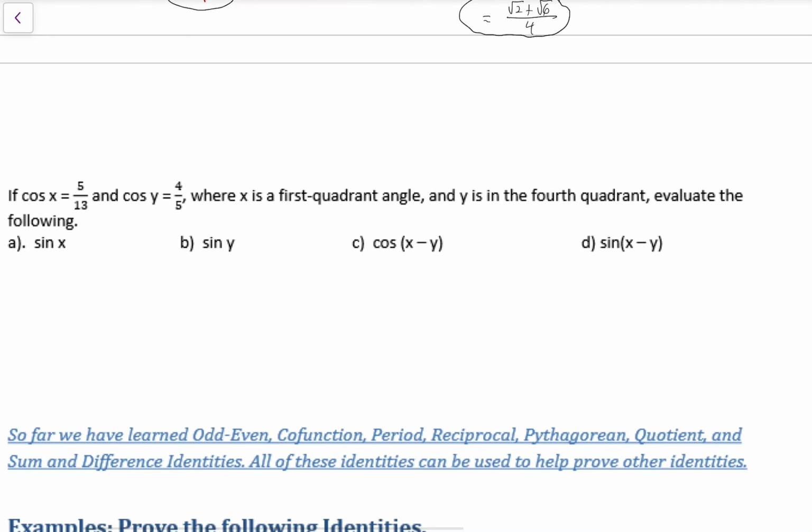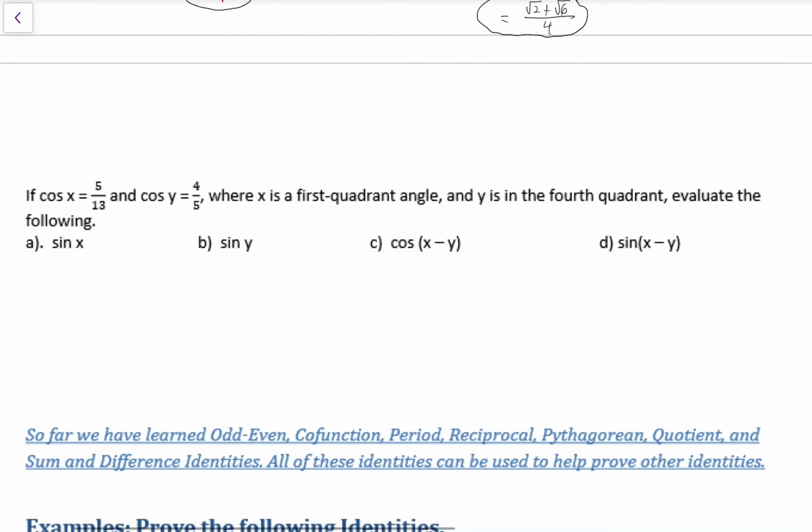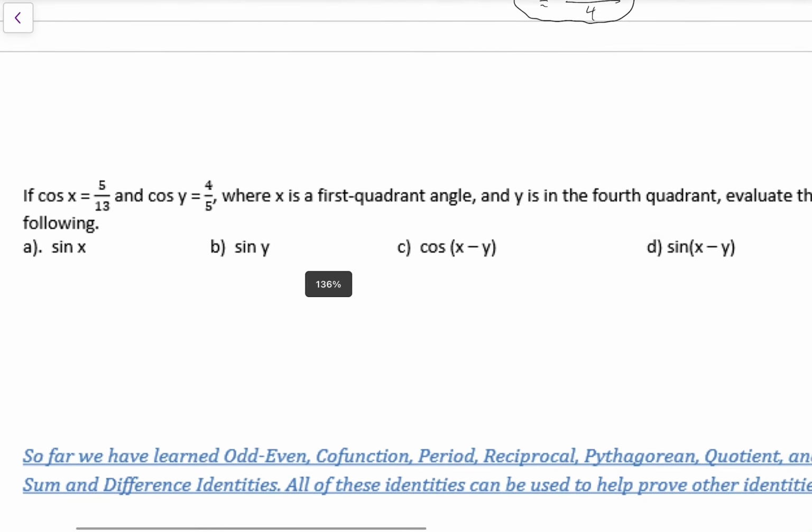Okay, another type of question that we will see, something like this. So we're going to use those identities again, but in a little bit different way. And we'll actually use some of the other identities as we work through here. So this says if cosine x equals 5/13 and cosine of y equals 4/5, where x is in the first quadrant and y is in the fourth quadrant. So that's important. Y is in the fourth quadrant.